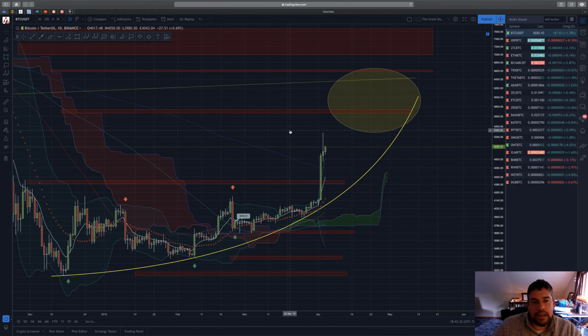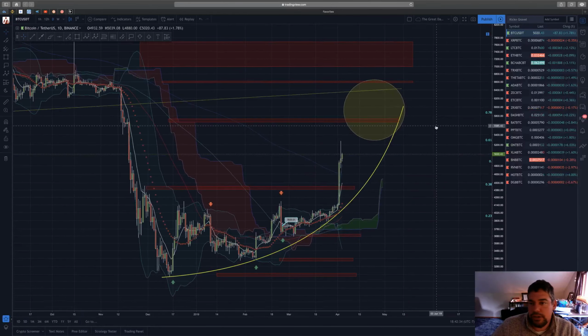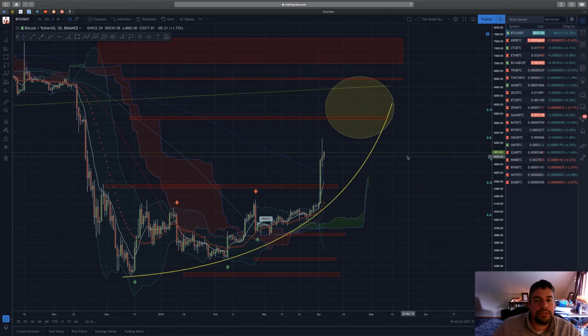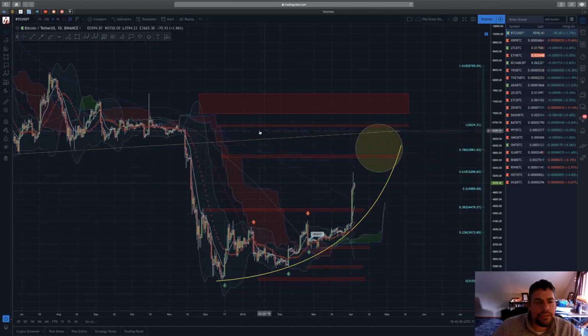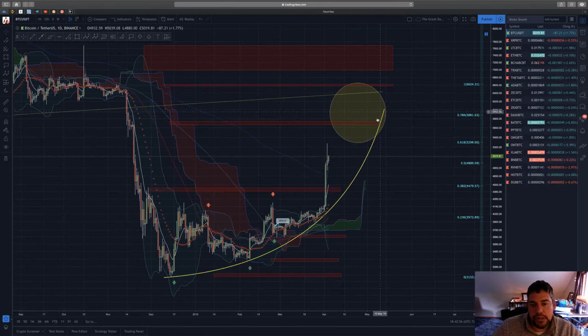This is my target. If you notice, I did move it just a hair, not much, but just a hair up. And I made it a little bigger to reflect my resistance line right here. So I needed it to go up to that. This is another area of resistance right here. I think that's what all these red rectangles are for, resistance areas.